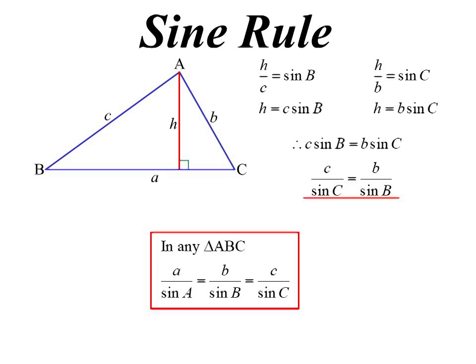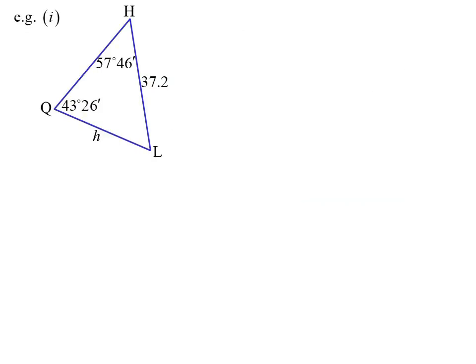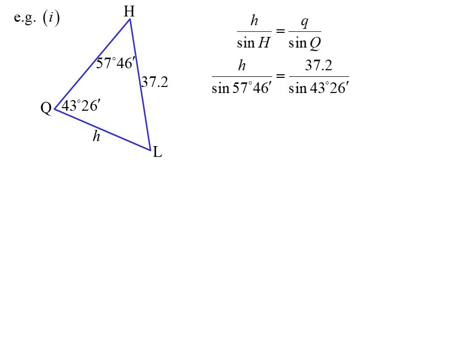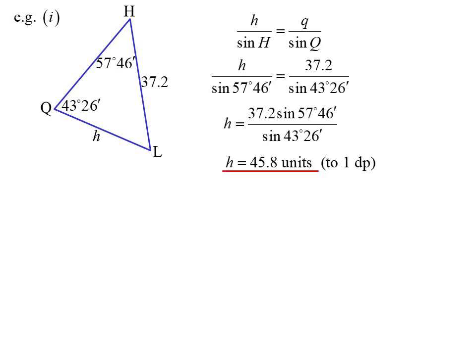How do we use it? Well, okay, I've got two angles. I want to find one of the sides. So h is the one I want to find. So h over sine h would be q over sine q. Substitute in our information, rearrange it. Bingo! We have our answer, 45.8.